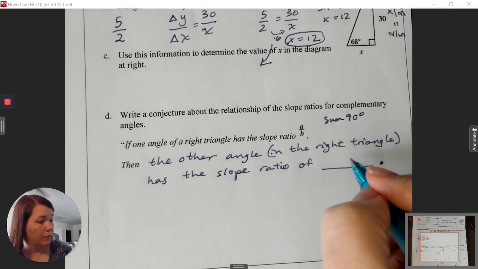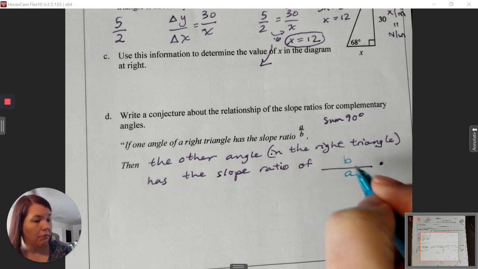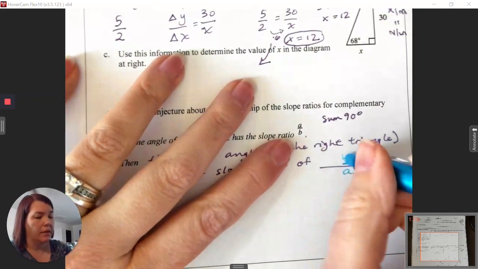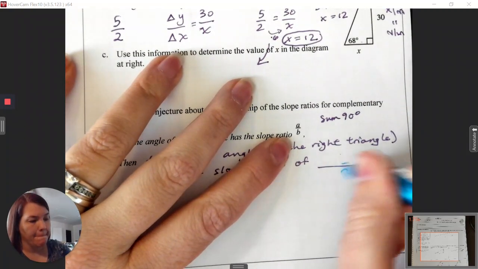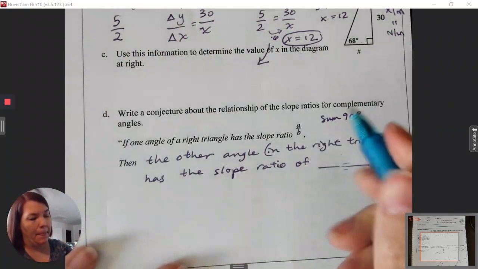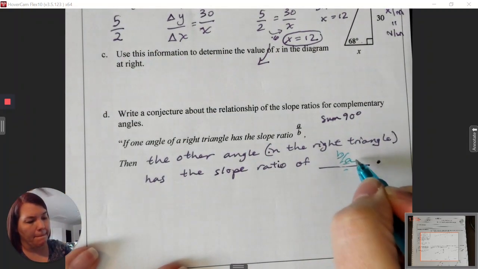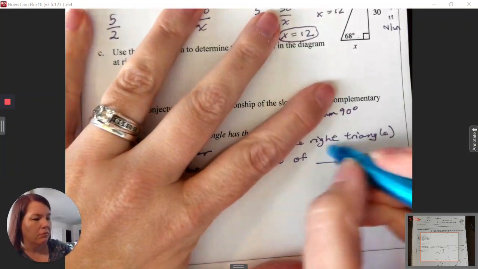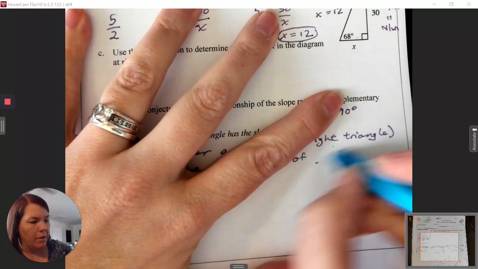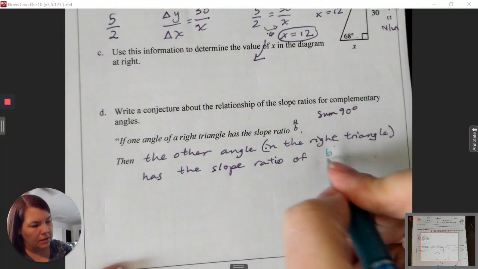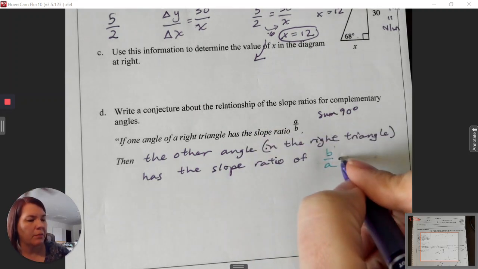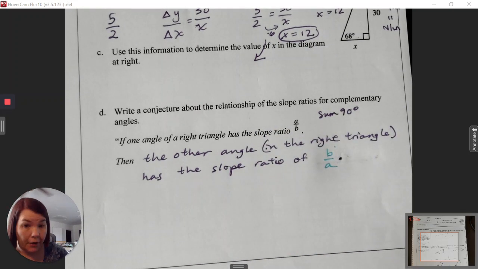I believe it is b/a. I use my blank a little weird. I don't like that one either. Goodbye, blank. b/a. There. I should have made a box instead of a blank, but that's all right. All right, there you go.